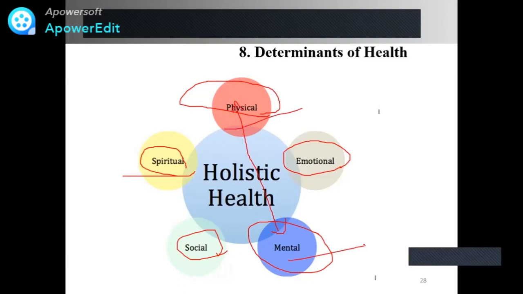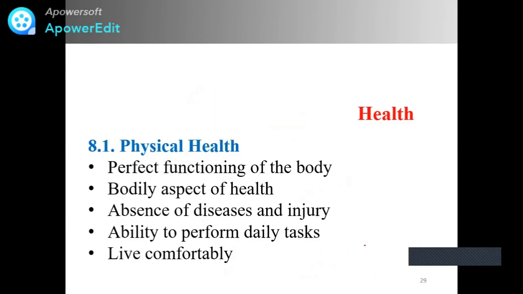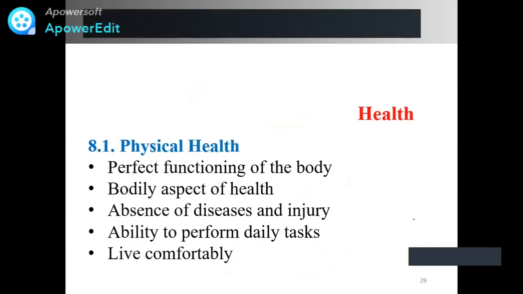However, when we are concerned in the holistic way, as a whole, then we have to consider physical health, mental health, with emotional health, spiritual health, and social health. Then what is the meaning of physical health? Physical health means perfect functioning of the body.